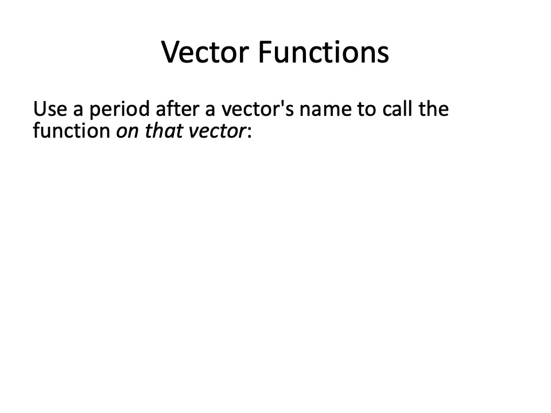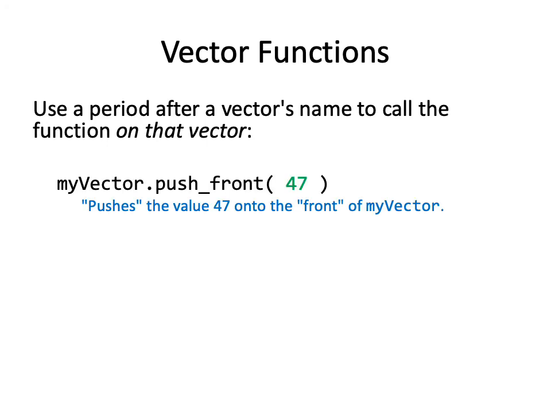One thing you may have noticed that's a little funny about how we use vectors is that you use a period after the vector's name, after the variable name, to call the function on that vector. And that's because a vector is a class object, and that's how we call functions on class objects, usually. So if we want to use the push front method onto a vector called myVector, we use the dot symbol. That means that push front is an operation, and it's like an order, and we're ordering myVector to do this function to itself. So we're telling the vector to push a value to its front, in this case 47.